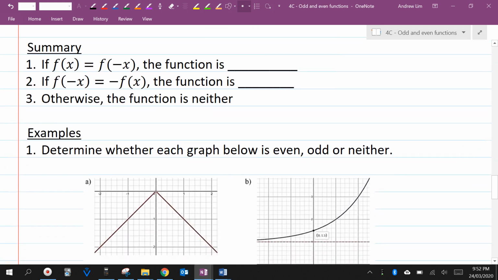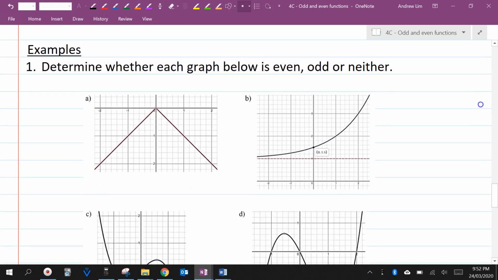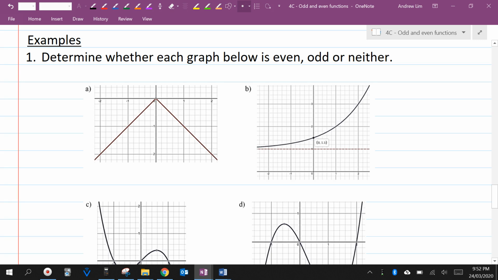So, in summary, if f of x is equal to f of negative x, the function is even. If f of negative x is equal to negative f of x, the function is odd. Otherwise, the function is neither even nor odd. Okay? So, let's have a look at some graphs.